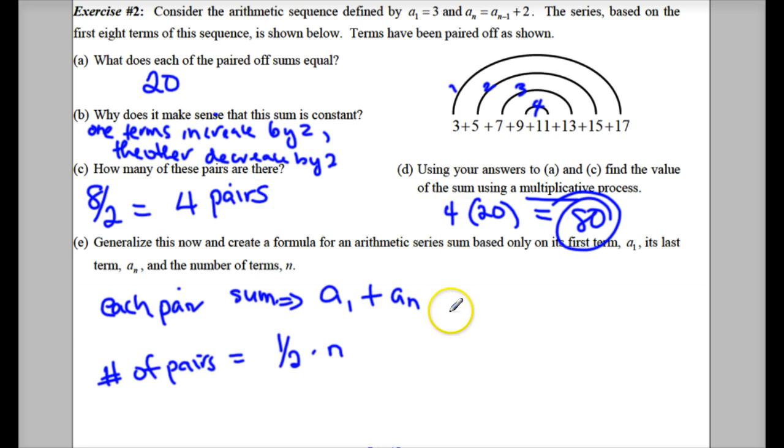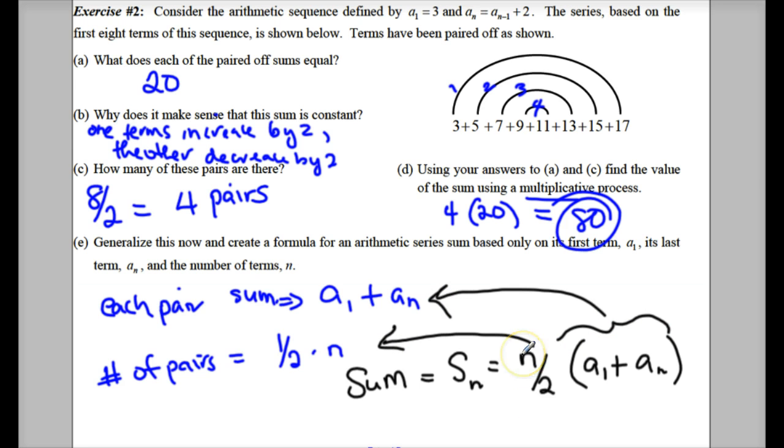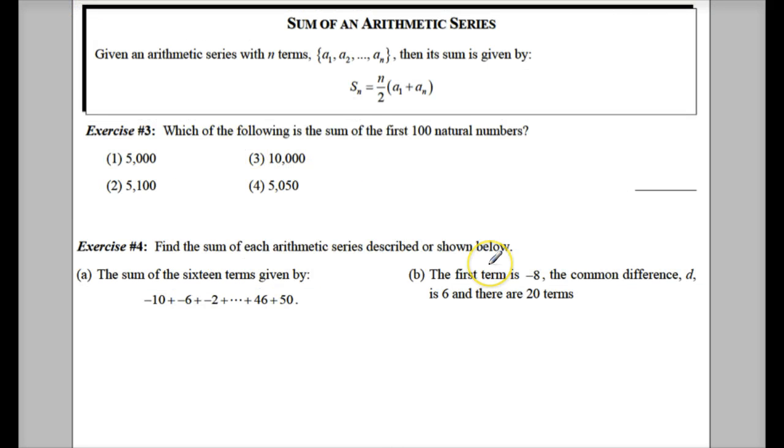So, what do you think the sum is now? Let's write that in a different way. So the question says, what do you think the sum is? The sum, S of n, would be equal to half of my number of pairs times my sum of each pair. Half of this number of pairs, this comes from here, times my sum of each pair. Now, let's see how that works going on to the next page, which is our equation we just found.